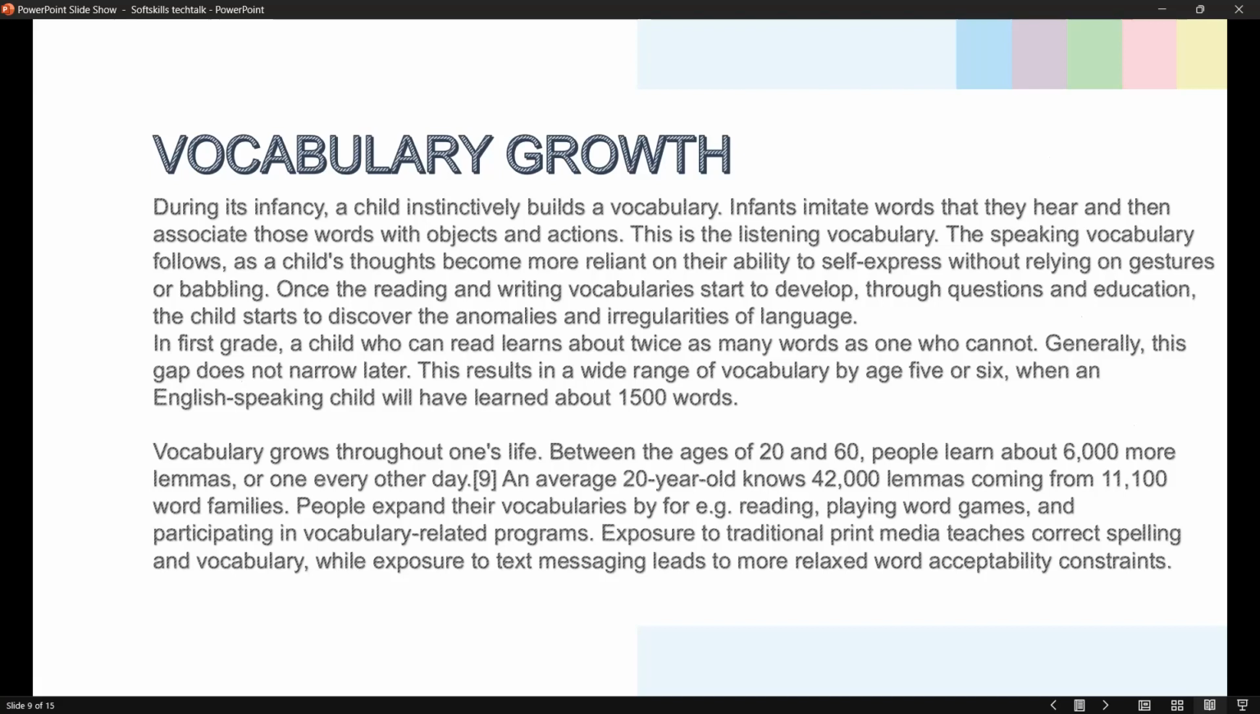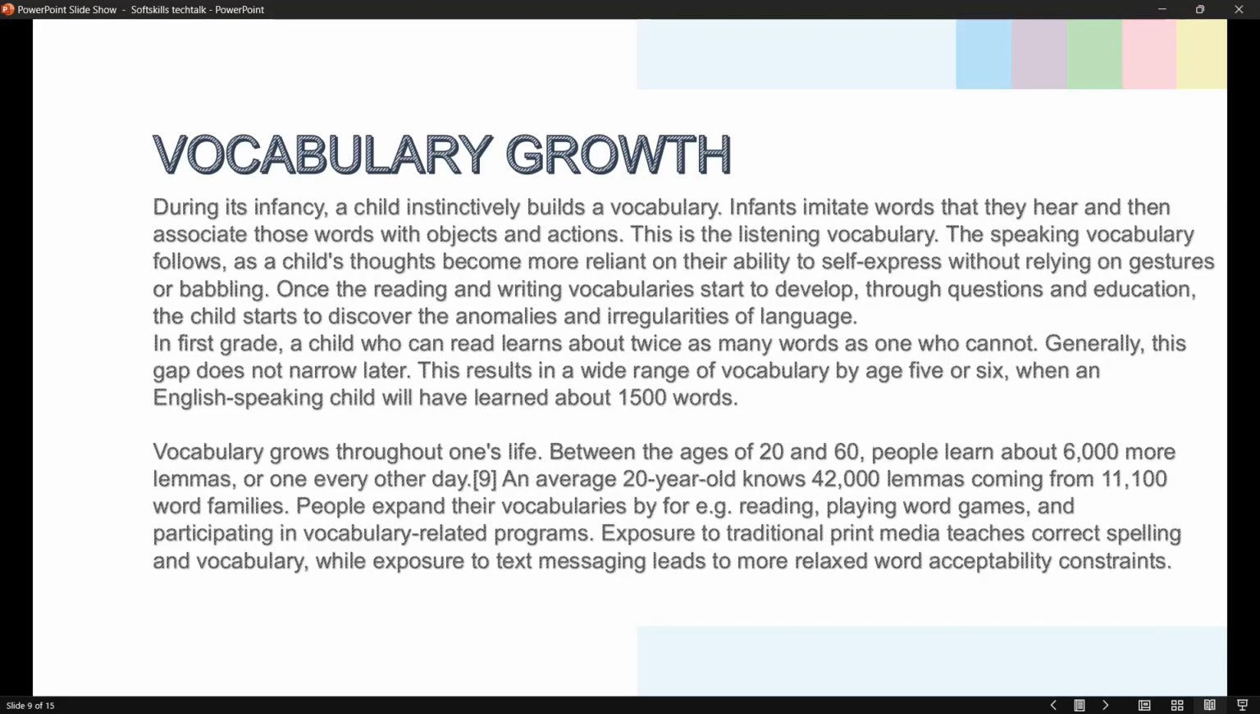Once the reading and writing vocabulary start to develop through questions and education, a child starts to discover the anomalies and irregularities of language. In first grade, a child who can read learns about twice as many words as one who cannot. Generally, this gap does not narrow later. This results in a wide range of vocabulary by age 5 or 6, when an English speaking child will have learned about 1500 words. Vocabulary grows throughout one's life.